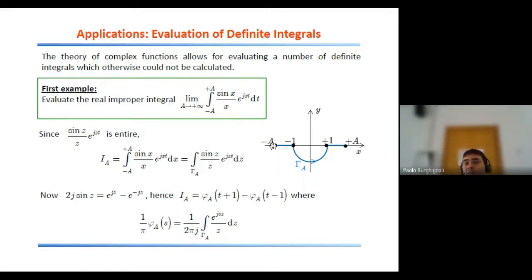Why deform this path? Well, because we wish to avoid the origin. And why do we wish to avoid the origin? Because we now represent the sine function as a linear combination of complex exponentials.